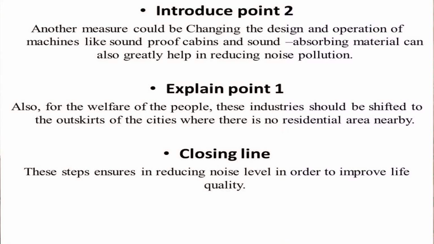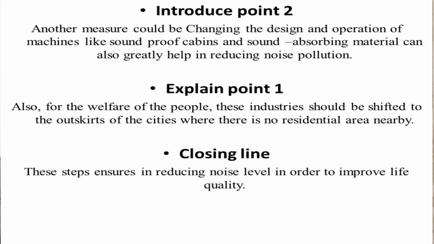Okay, let's come to point 2 now. Another measure was to shift the industries to the outer boundaries. So I have written this here. Another measure could be changing the design and operation of machines. Soundproof cabins and sound absorbing material can also greatly help in reducing noise pollution. Also, for the welfare of the people, these industries should be shifted to the outskirts of the cities where there is no residential area nearby.